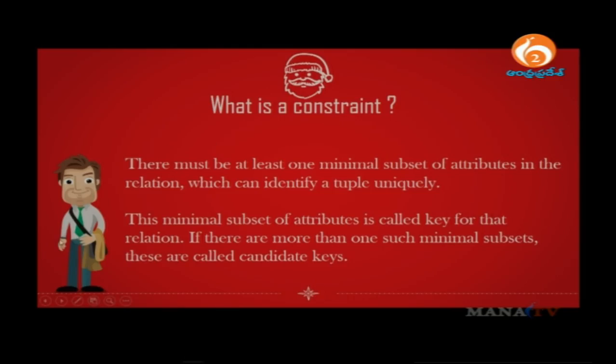Right, so please note down these two points: what is a constraint, what is a key, and what is a candidate key. There must be at least one minimal subset of attributes in a relation that is supposed to be identified by a unique tuple, and this minimal subset of attributes is called a key for the relation. And if more than one such minimal subset is present on the same table, then these are supposed to be called candidate keys, right.